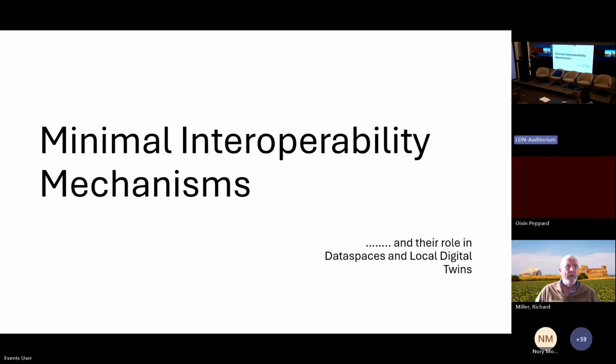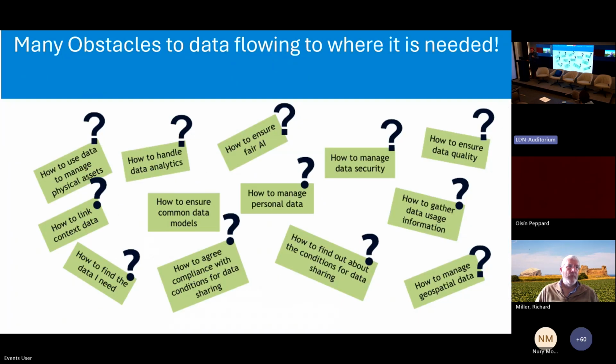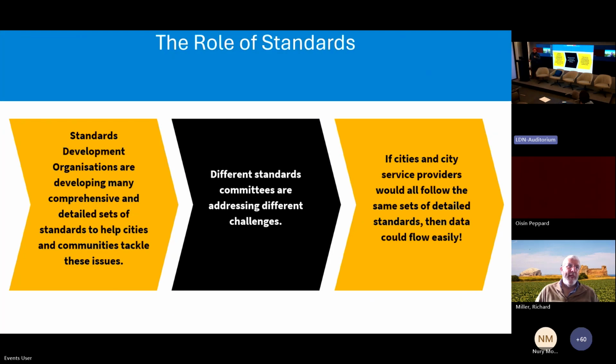Minimal interoperability mechanisms. Now, I'm the MIMS ambassador for Open and Agile Smart Cities, so this is close to my heart. What this is about is, in all the needs to develop local digital twins, to share data more generally, the key challenge, of course, is interoperability. And of course, there are many issues that get in the way of helping different data sets, different sources to work well together, different kinds of data, different challenges. What do you do about personal data? What do you do about security? And so, of course, standards are the answer. Standards organizations are working very hard to tackle all of these different issues and find common ways to develop processes that will enable these things to be managed well.